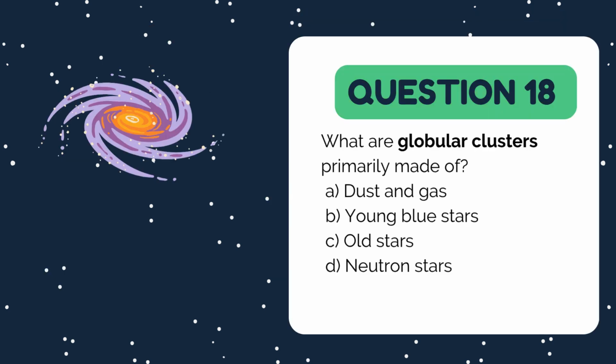Next up, on types of galaxy clusters. What are globular clusters primarily made of? A. Dust and gas. B. Young blue stars. C. Old stars. D. Neutron stars.